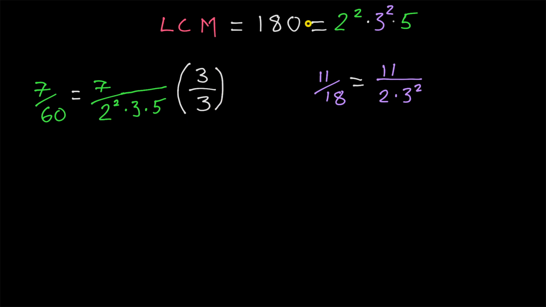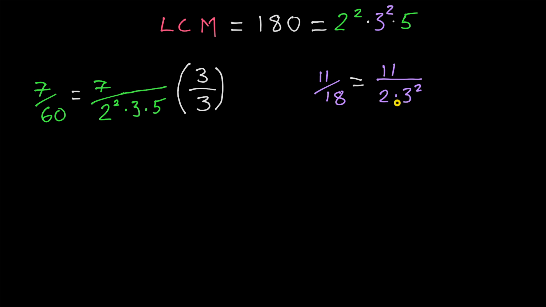Does it have a 2 squared? Yes, it does. Does it have a 5? Yes, it does. Does it have a 3 squared? No, it just has a 3. But 3 times 3 is 3 squared. So if you multiply by 3 over 3, which is equal to 1, since any number over itself is equal to 1, then in the denominator you are guaranteed to have 180. And in fact, if you multiply just 60 by 3, you will also realize that that is equal to 180.